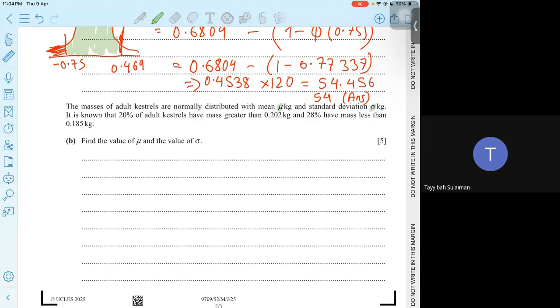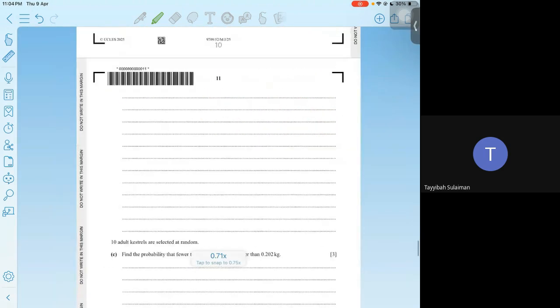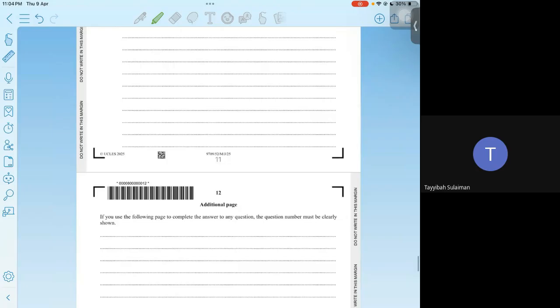Let's give you guys 2 minutes to start the question before me, and then I'll start solving it. And this is the last question, no, the second last.